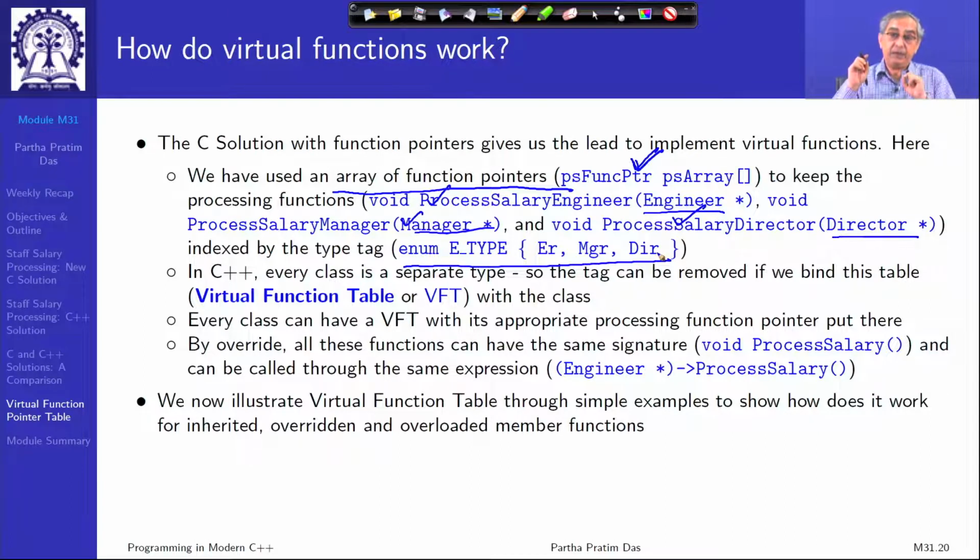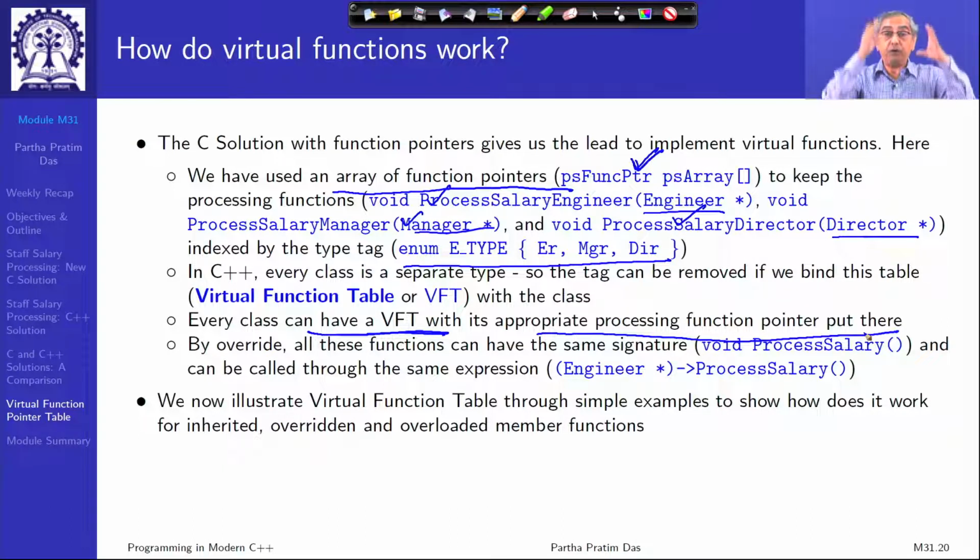In C++, every class is a separate type. So, I do not need that E type. Knowing the class itself, because I have constructed the object, tells me the type of that object. Now, somewhere I need this table. So, where does this table go? The class can have a virtual function table, in which its appropriate processing function is put.